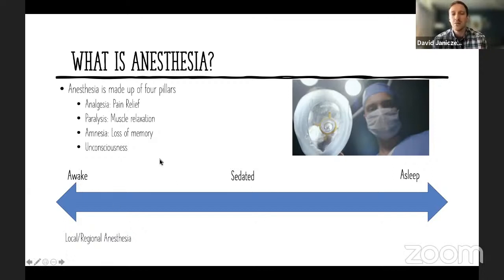Regional anesthesia is a little bit more: we may numb up an entire extremity. So say you're having shoulder surgery, we can actually just numb up your shoulder and most of your arm. That way, you can have the surgery done without needing to go all the way off to sleep.